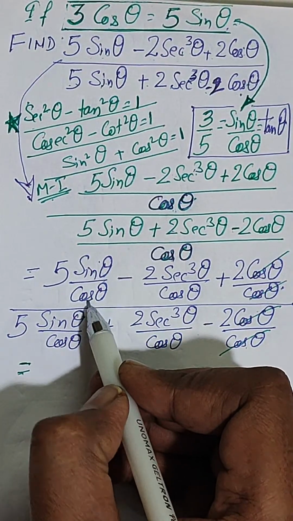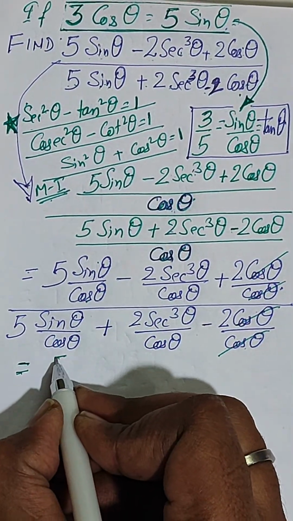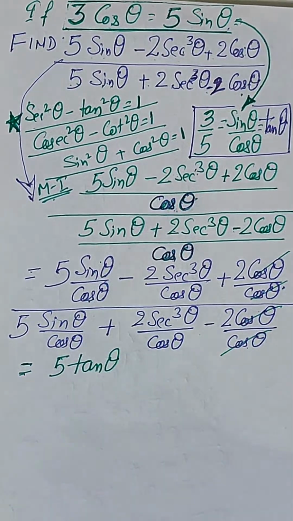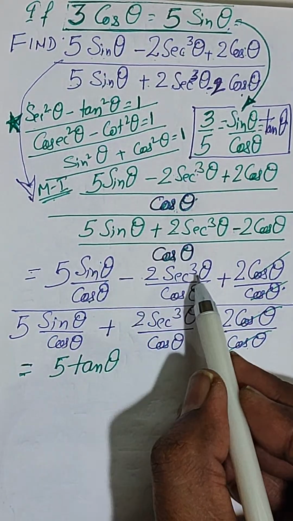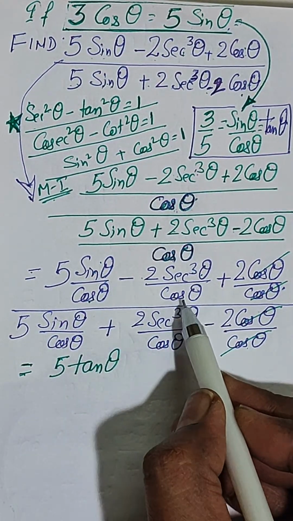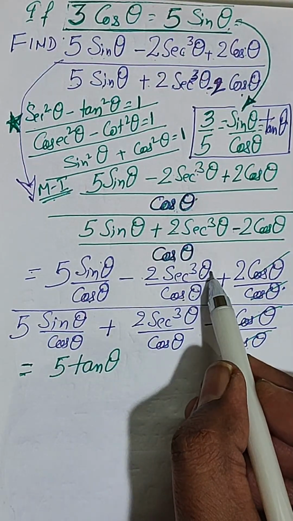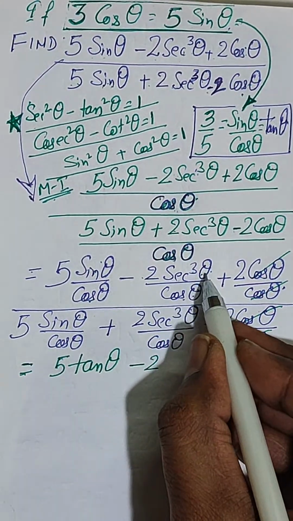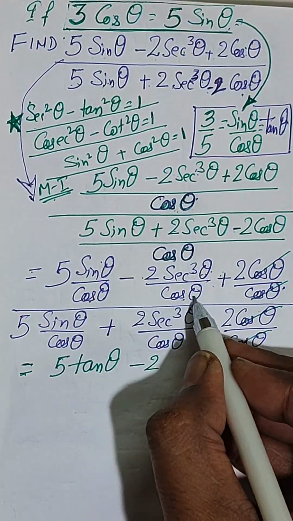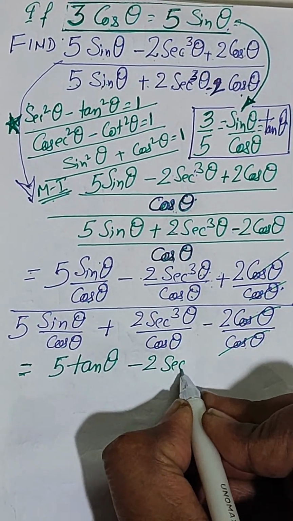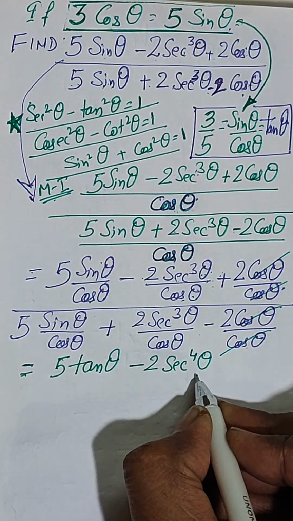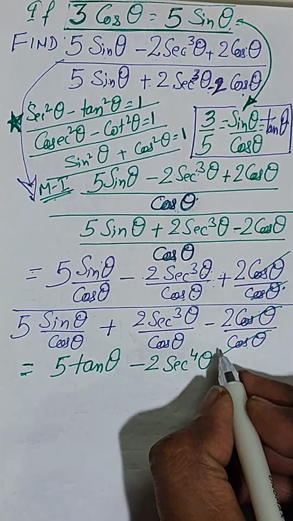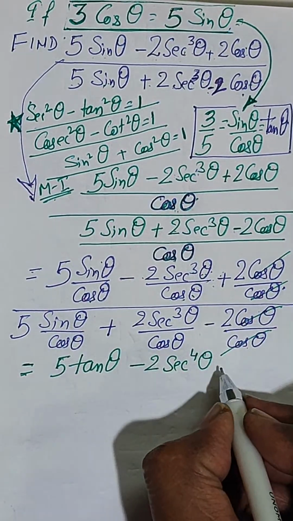So in the numerator the first term becomes 5 times tan theta, right? Then 2 sec cube theta divided by cos theta. That means 1 by cos theta is again sec theta. So can we write it as minus 2 times sec cube theta into one more sec theta. So it will be minus 2 times sec 4 theta. Did you get it? I hope. Any query you can put into the comment box. 1 by cos is sec only.